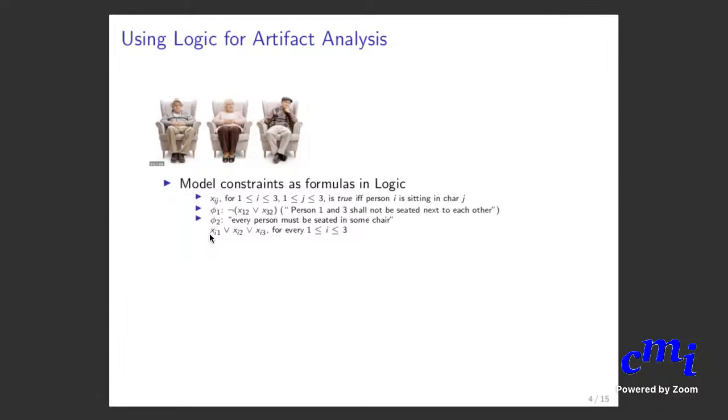Every person must be seated in a chair, can be expressed in this way. For every i between 1 and 3, this formula should be true. So it must be the case that one of these propositional variables has to be true. This one is a conjunction of 3 such formulas. So it cannot be the case that all these variables are simultaneously false.